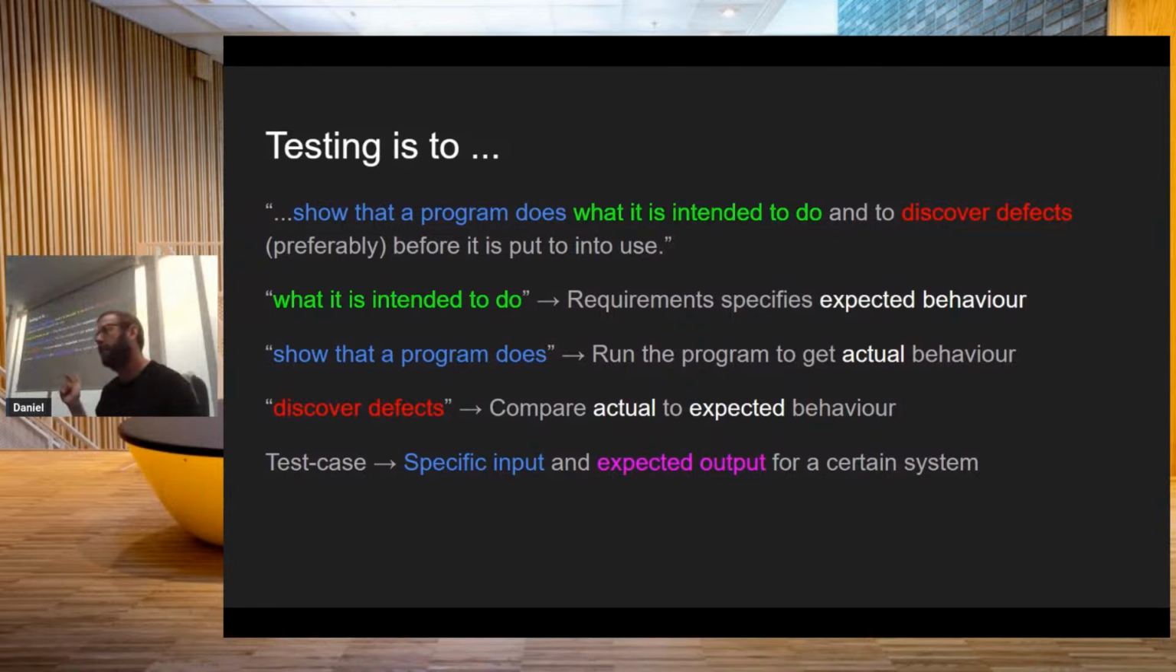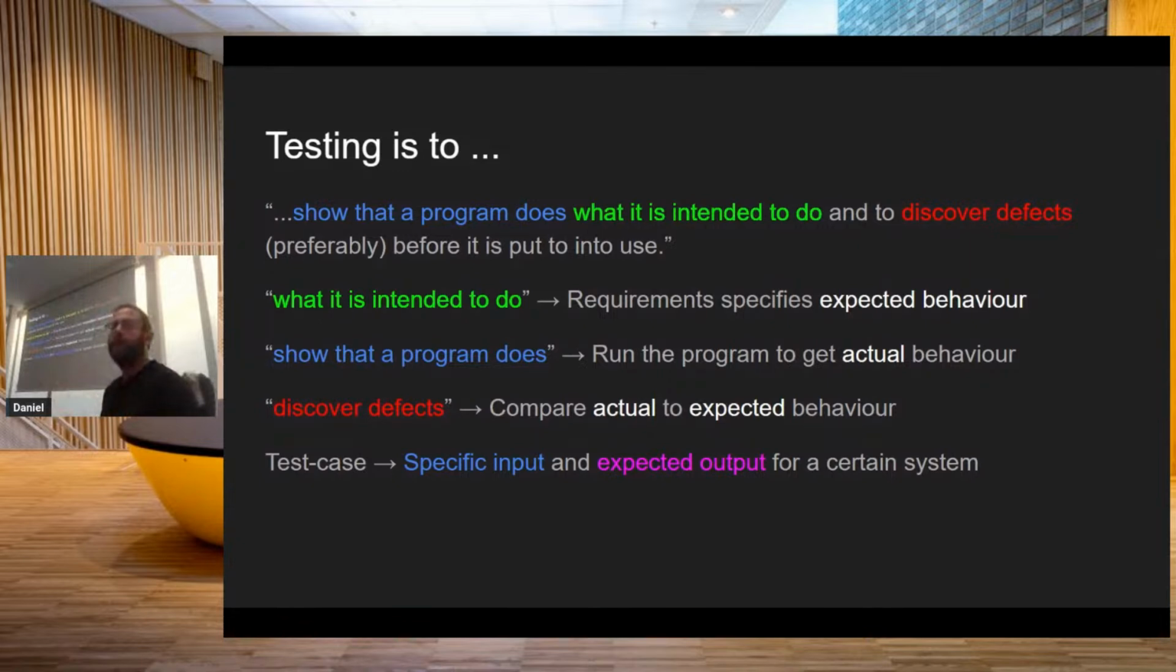So there are static activities that we can do. We can, for instance, look at source code, and we can say that this code would never work. So if we're just looking at the code and not running the program, then we're working statically. If we're running the program, then we're working dynamically.